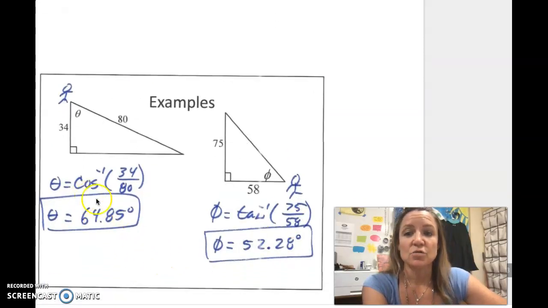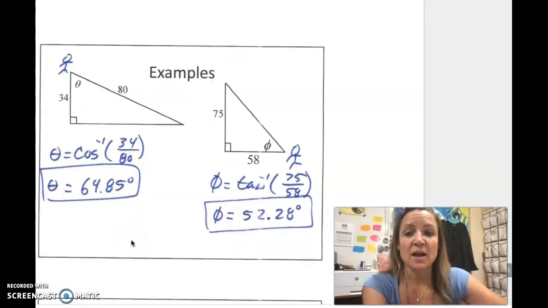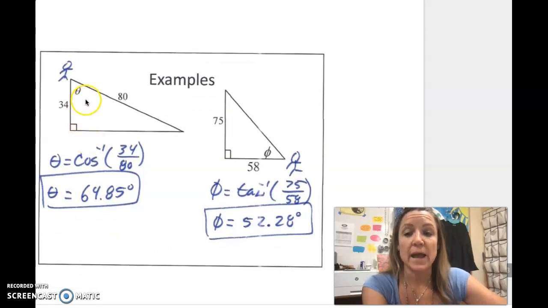All right, so now instead of solving for missing sides, we're going to solve for missing angles. Okay, so you're going to use usually Greek alphabet letters, like this one's the theta. This one over here is called phi. So for theta right here, we know these two sides. So this is the adjacent and this is the hypotenuse.